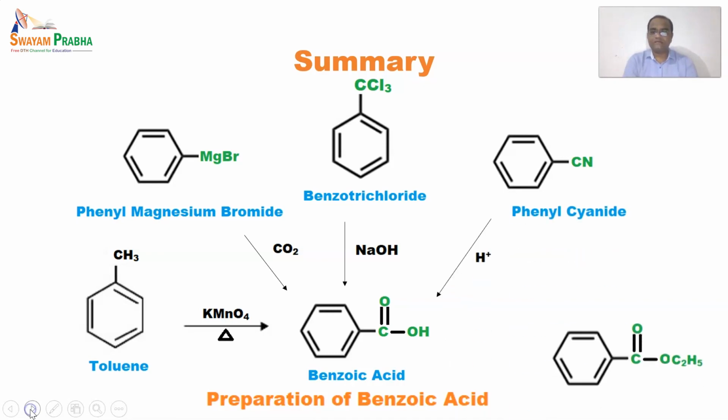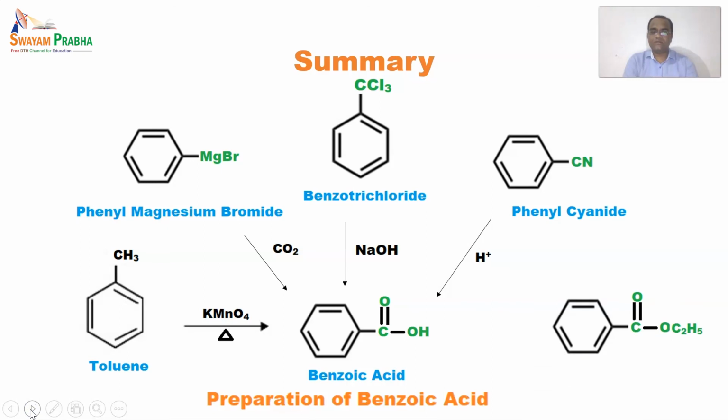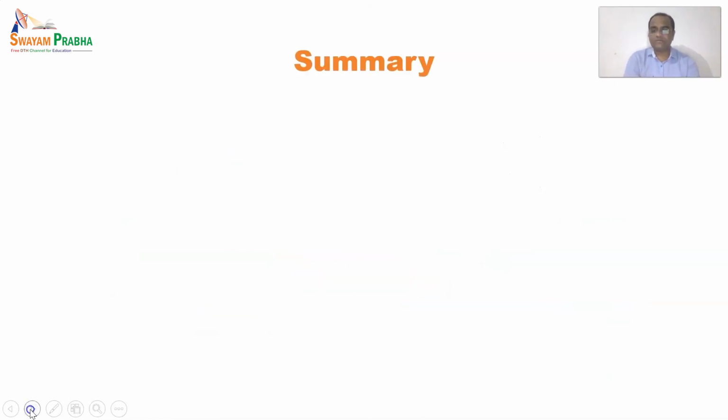Phenyl cyanide, when added to an acid, forms benzoic acid. And lastly, from ethyl benzoate, when ethyl benzoate is treated with NaOH, it forms benzoic acid. So these are the 5 preparation methods that we have seen for benzoic acid.